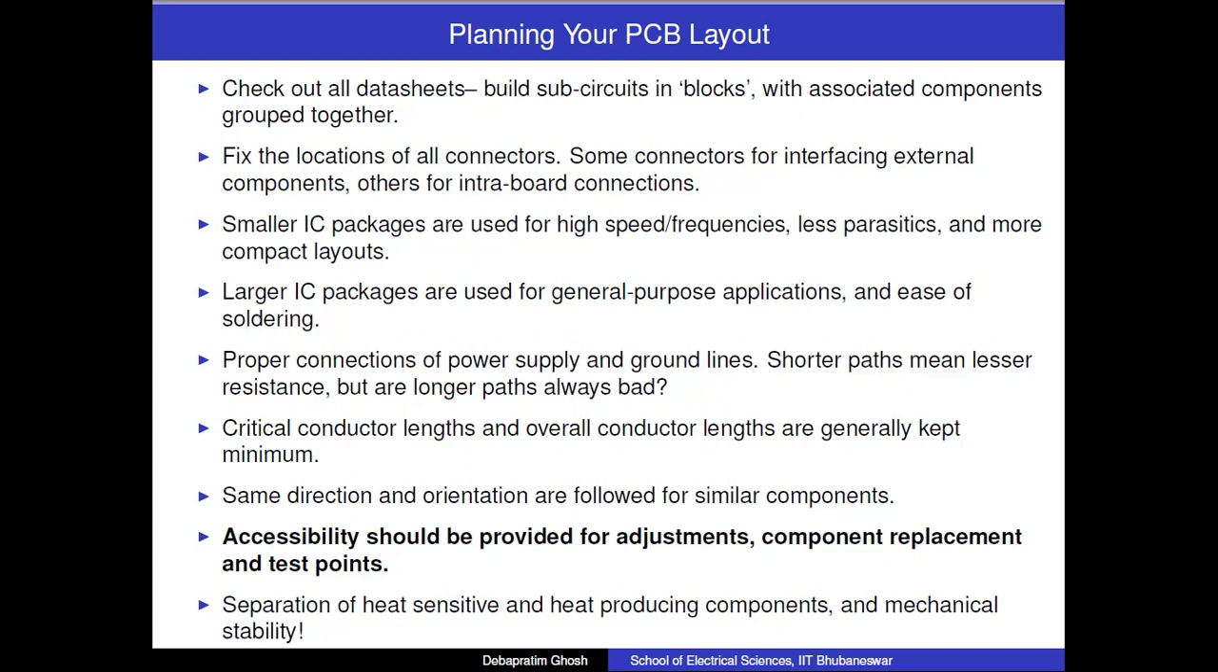No two components should sit one on top of each other. In that case, replacement of the below component would be difficult. So therefore, the replacement feature should also be there. Now, last but not the least, you should separate the heat sensitive components from those components which are likely to produce heat. And for those components which can get heated up, you need to provide heat sinking solutions on the board.